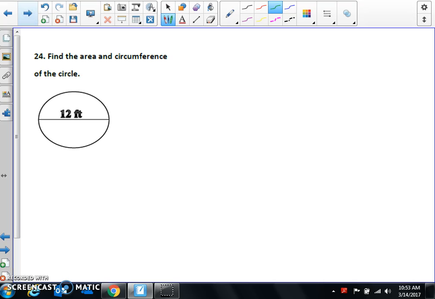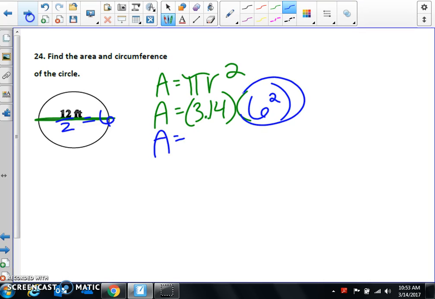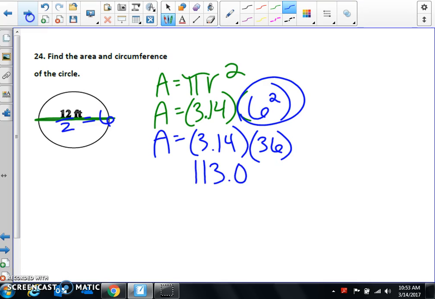Find the area and the circumference. I straight up go to my formula sheet, and I find that the area of a circle is pi r squared. So area equals pi, which is 3.14. This is my diameter. In order to change it to the radius, I've got to cut it in half. So 12 divided by 2 is 6. That's what I'm plugging in. We have to do exponents first. So 6 times 6 is 36. Bring down your 3.14. Now you can just go ahead and plug it into your calculator. 3.14 times 36 is 113.04 feet squared. Because remember, this is an area.